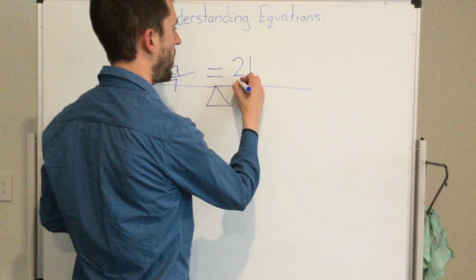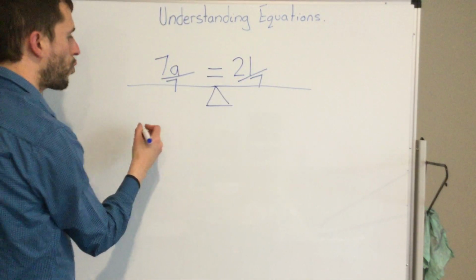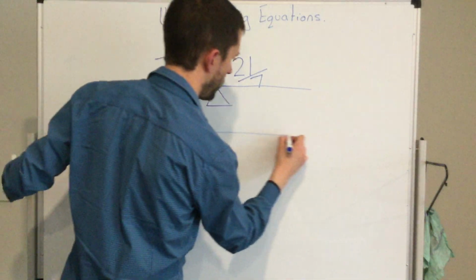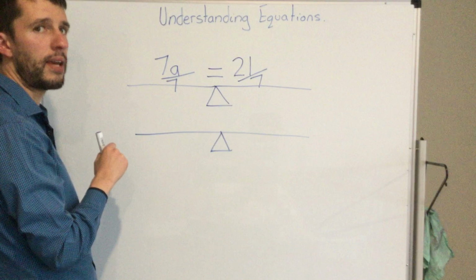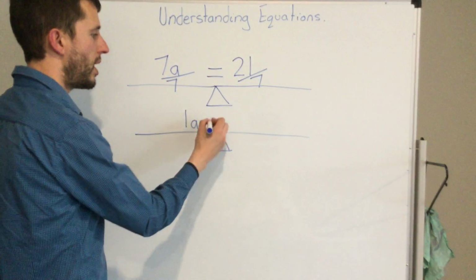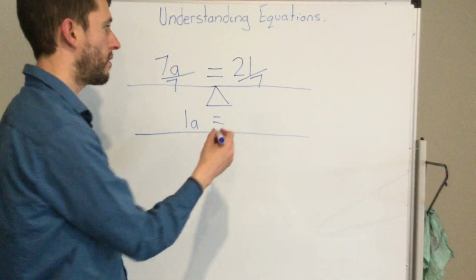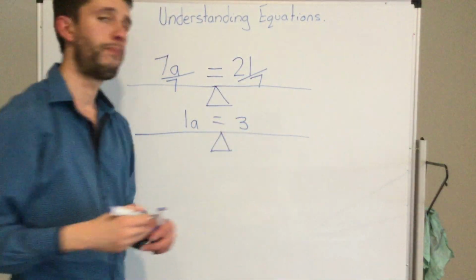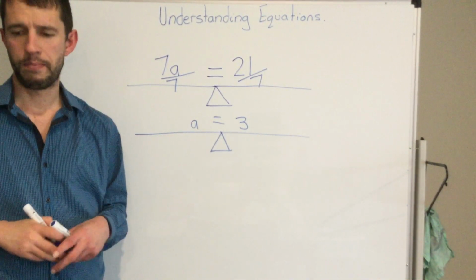So 21 divided by 7 on this side. So I can rewrite this question. 7 divided by 7 equals 1. 1a equals 21 divided by 7. 21 divided by 7 equals 3. 1a is exactly the same as me just saying a.